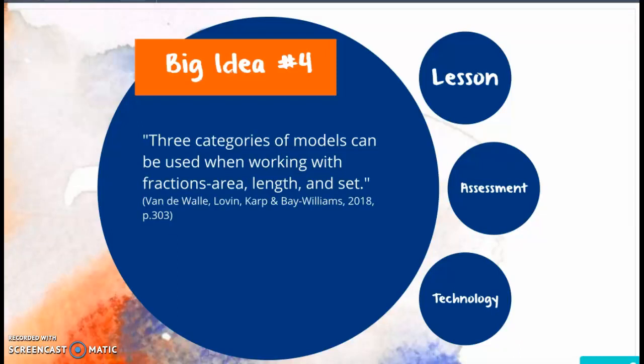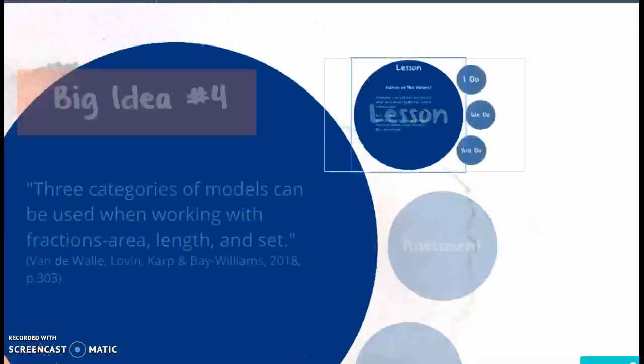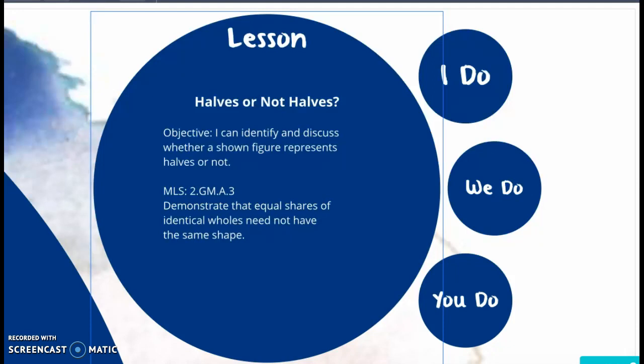Big idea number 4 states, 3 categories of models can be used when working with fractions: area, length, and set. The objective of this lesson is I can identify and discuss whether a shown figure represents halves or not. This lesson focuses on Missouri Learning Standard 2 GMA3.